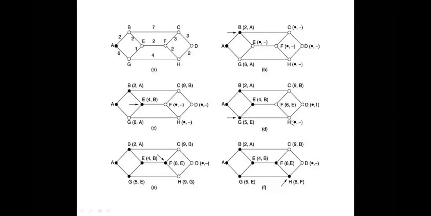After that, you can move to H. H has two incoming paths. Which one is the best one? If you move from F to H, it will be 8 comma F. If you choose the G path, it will be 9 comma G. 9 comma G is not better than 8 comma F. So that is the reason why you will choose 8 comma F. From 8 comma F to D, D means 2. So total 10 comma H. Likewise, we will choose the shortest path.